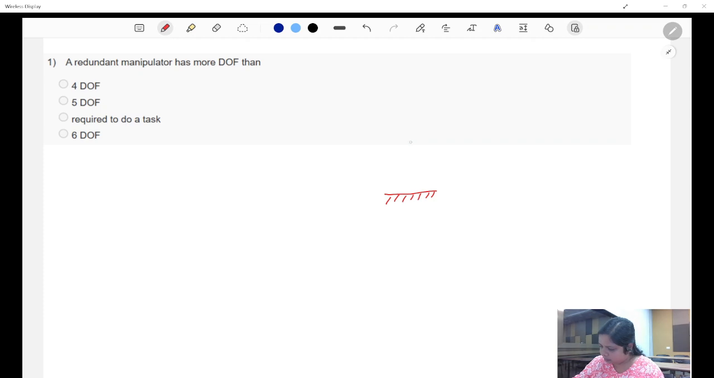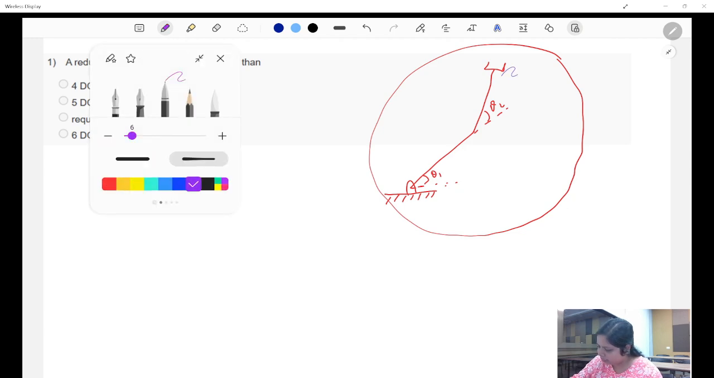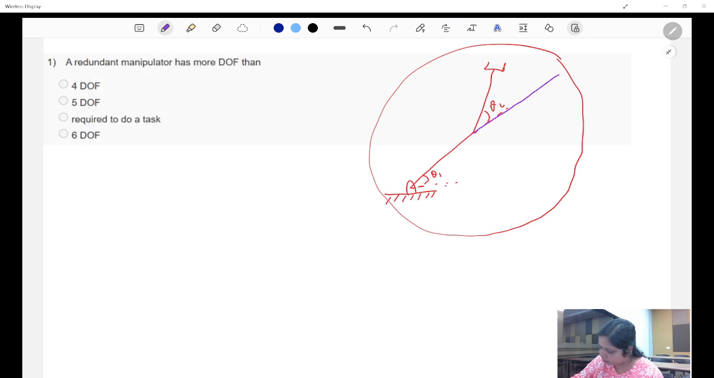Let's say this is your 2R manipulator. Let's call this theta 1, and this theta 2, and let's say this is your end effector. What if this is my complete workspace? I did not draw the circle properly, but this is my complete workspace, and my end effector actually lies here. So this is redundant, right?